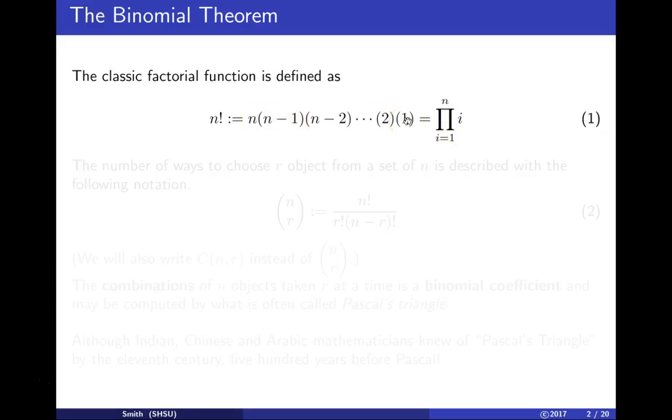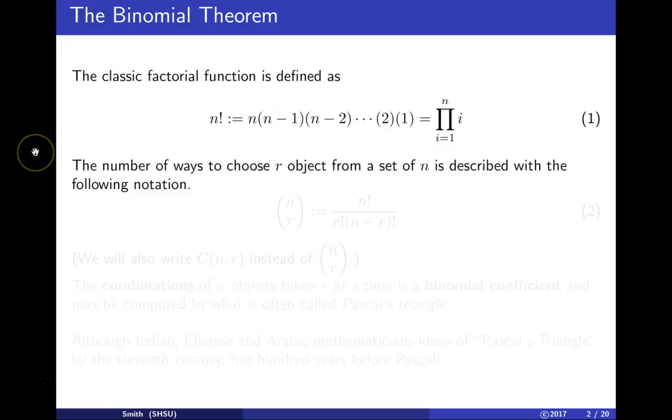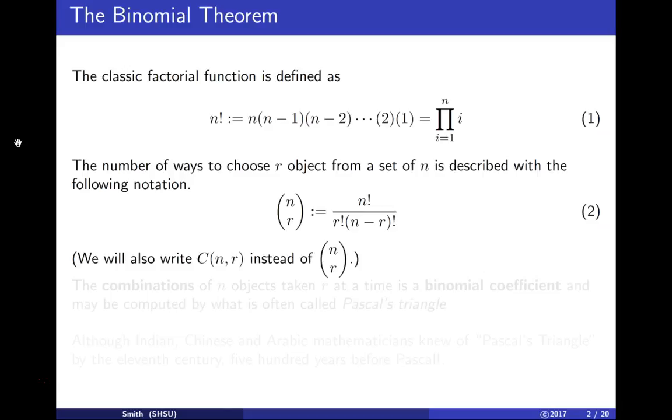So for example, 3 factorial would be 3 times 2 times 1. 4 factorial will be 4 times 3 times 2 times 1, and so on. The number of ways to choose r objects from a set of n is described with the following notation. It's the binomial coefficient n choose r, and it's defined to be n factorial divided by r factorial times n minus r factorial. It is also sometimes written as C(n, r) instead of n choose r. But we're going to call this notation n choose r here.